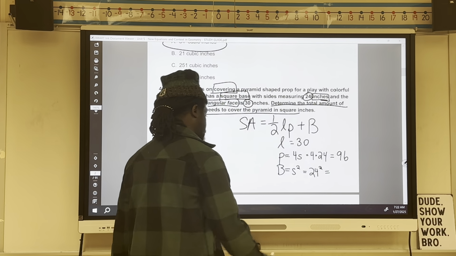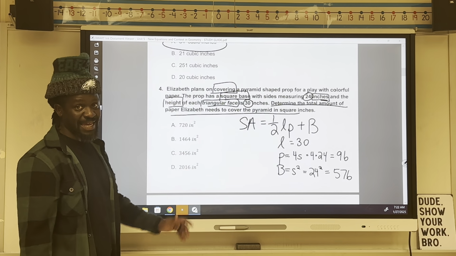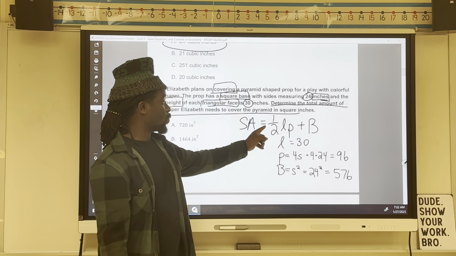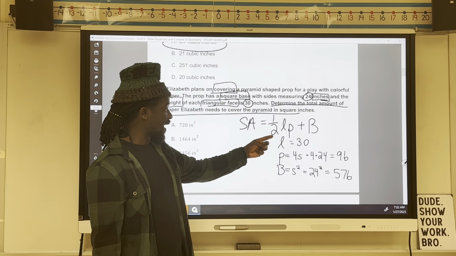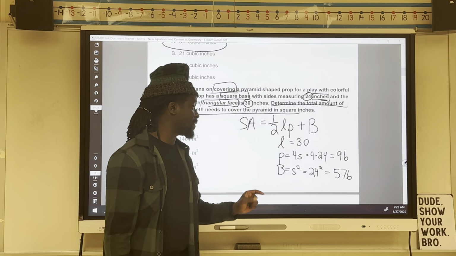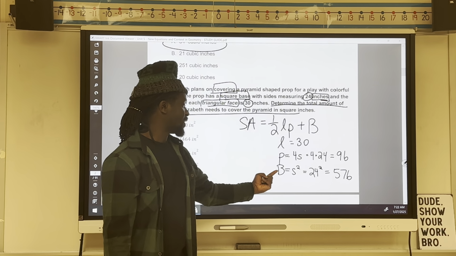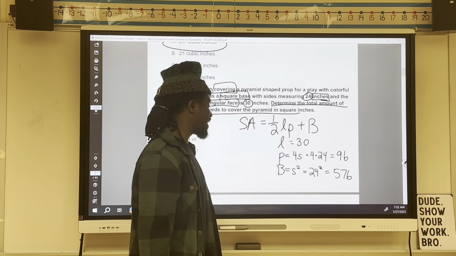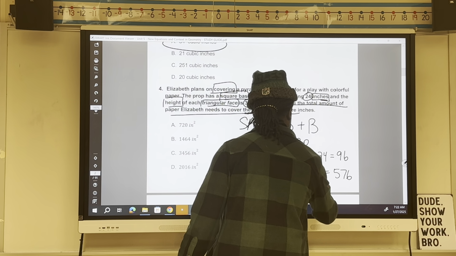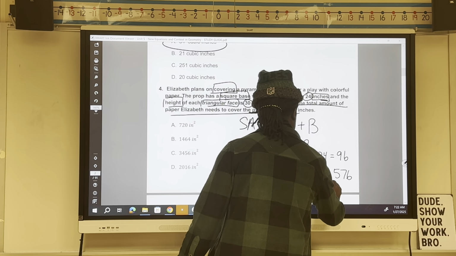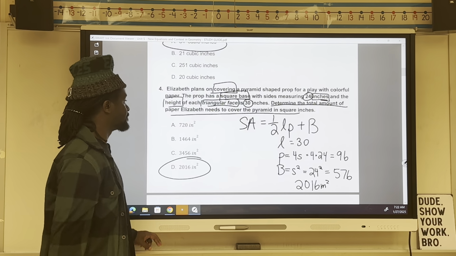And so 24 squared is going to give me 576. And then I plug that into decimals. So I got 1/2, remember you cannot put SA in decimals, but you're going to do 1/2 LP plus big B. And then you tell it L equals 30, P equals 96, big B equals 576. And when you do so, you're going to get 2,016 meters. I'm sorry, that's inches squared, and that answer is D.